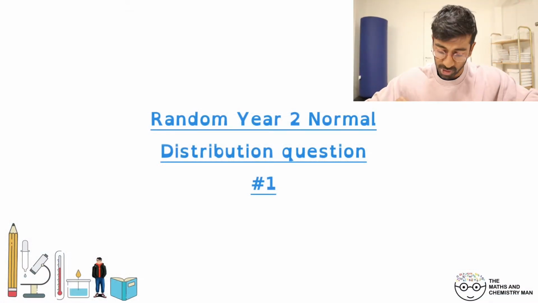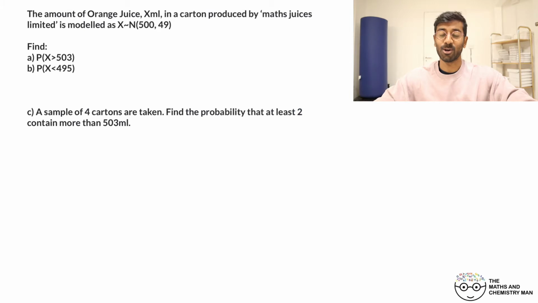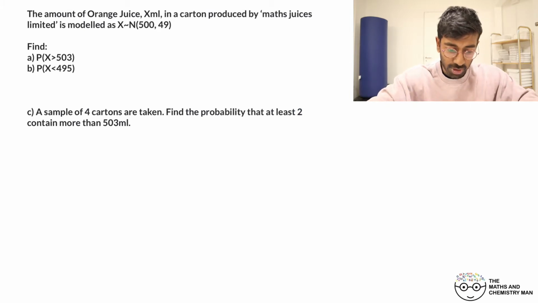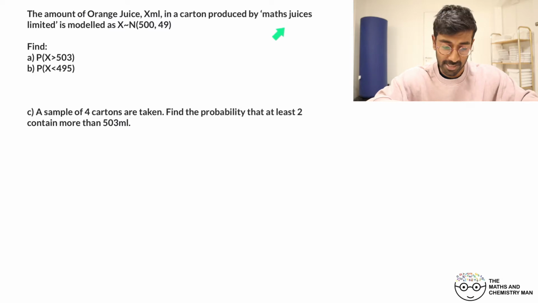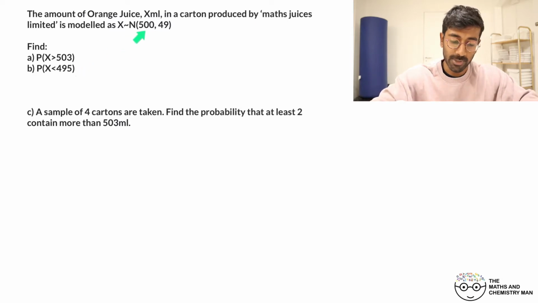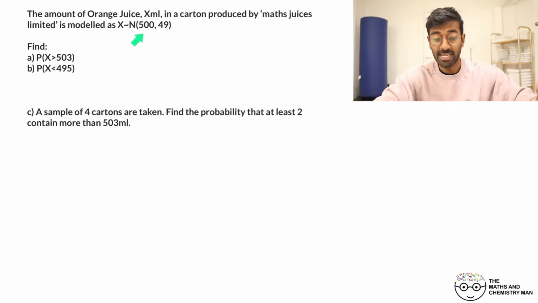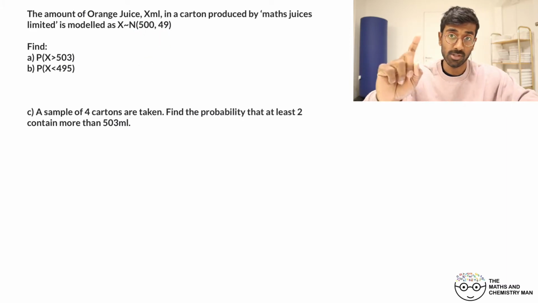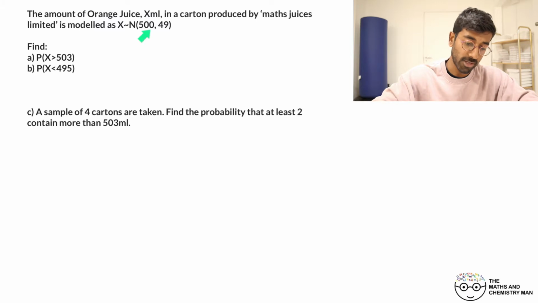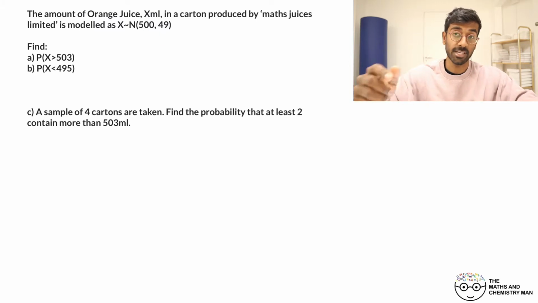We've got the normal distribution, and here is our question. The amount of orange juice, X millilitres, in a carton produced by Mass Juices Limited is modeled by the following distribution. So it's normally distributed, and you've got to remember what the 500 stands for and what the 49 stands for. Remember, the 500 is your mean, and 49 is your variance, or your standard deviation squared.